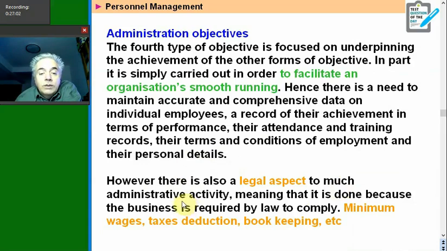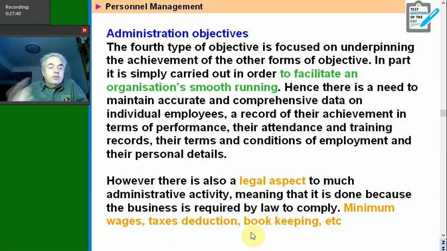Much administrative activity is done because the business is required by law to comply: minimum wages, tax deductions, bookkeeping, etc. So human resources has to maintain a lot of information because they have to comply with regulations that the government imposes, right? The government says, this is the right of the employee, so for you to deal with the employee in the right way, you have to maintain some data so you can prove what you're doing with the employee. And it has to do with wages, taxes, deductions, bookkeeping.